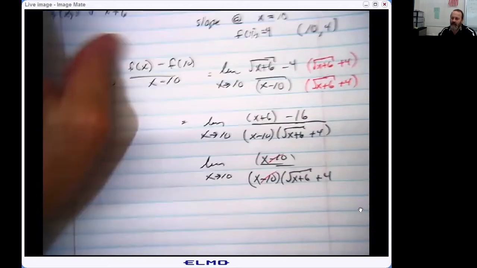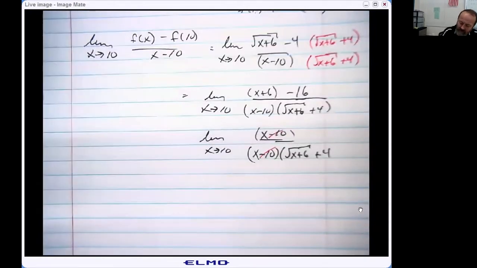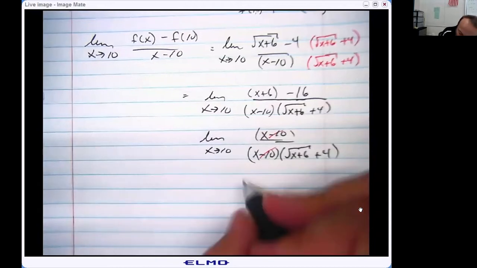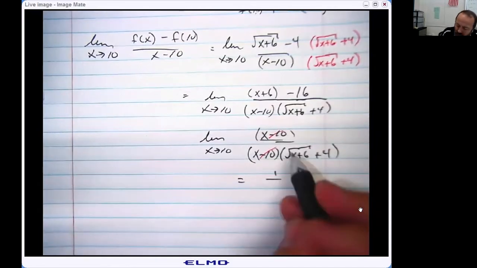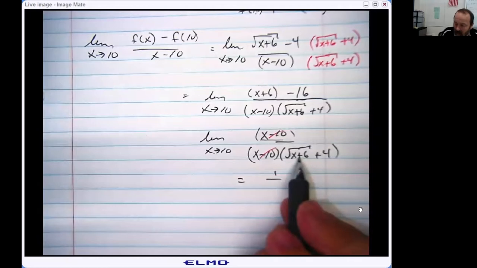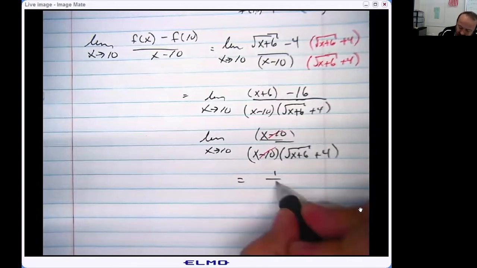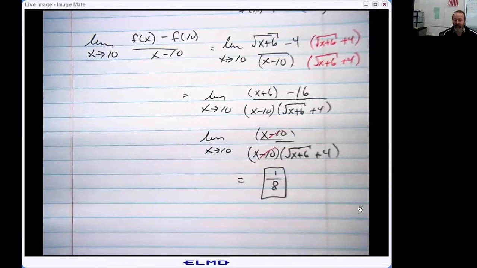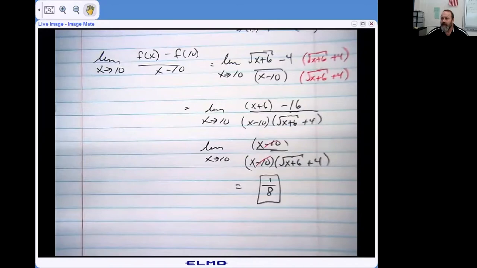So as x gets really, really super close to the number 10, I would get 1 on top, and this one would be root 16, which is 4, plus 4, which is 8. So that was actually not that bad of a question using the alternative definition of a derivative. But again, the downside is this would only tell me the slope of the graph at specifically x equals 10. So I'm going to do a quick share to Desmos so we can see what actually happened there.